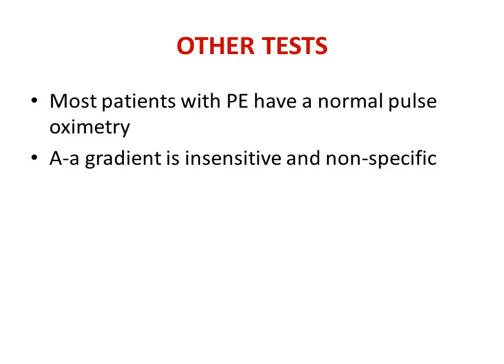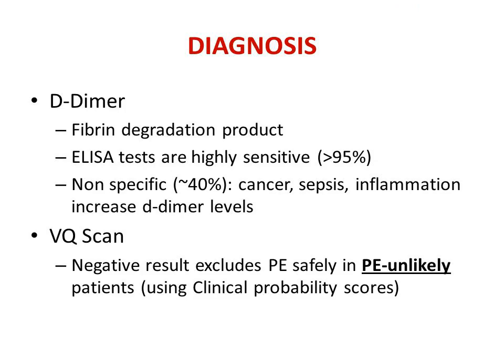Other tests: most patients with PE have a normal pulse oximetry. The A-a gradient is insensitive and nonspecific. Diagnosis: D-dimer, VQ scan. D-dimer is a fibrin degradation product. ELISA tests are highly sensitive, greater than 95%, but nonspecific, approximately 40%. Cancer, sepsis, and inflammation increase D-dimer levels.